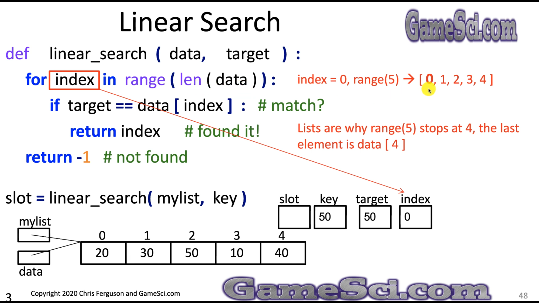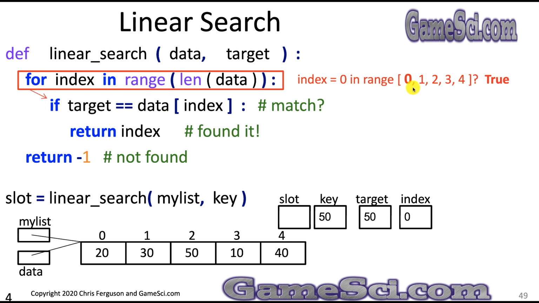We'll end up doing a range from 0 to 5, which means we will index through 0 through 4. The range function does not include the last number, so this will range from 0 to 4. Lists are why range 5 stops at 4. The last element of a 5-element list is at position 4. That's why the range function of 5 stops at a 4. Index will start at 0, and you'll see index has a 0. Our key is 50, which was passed as a parameter, so target contains a 50 at this point.